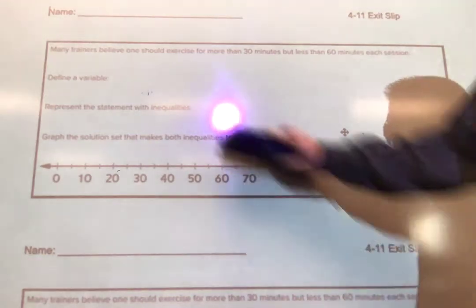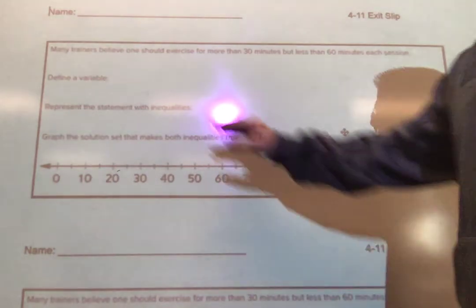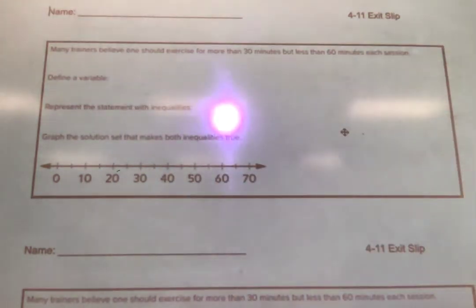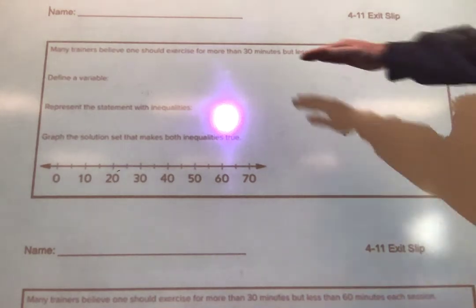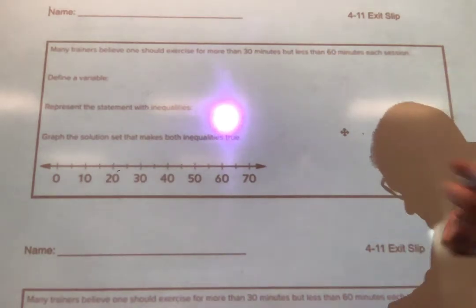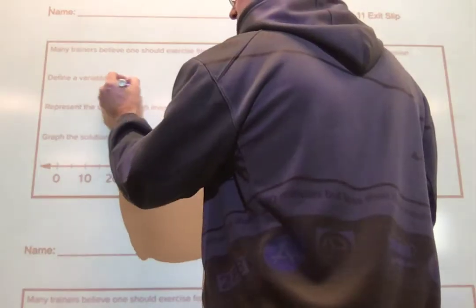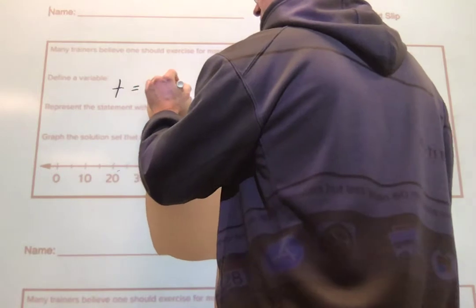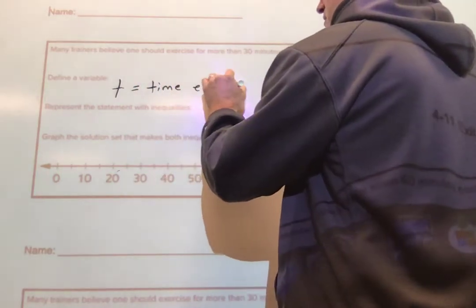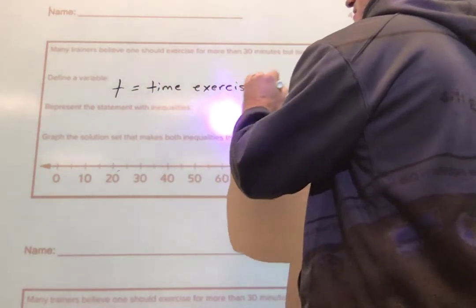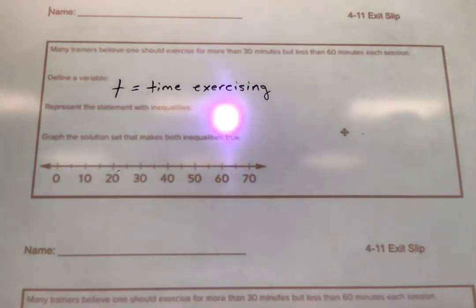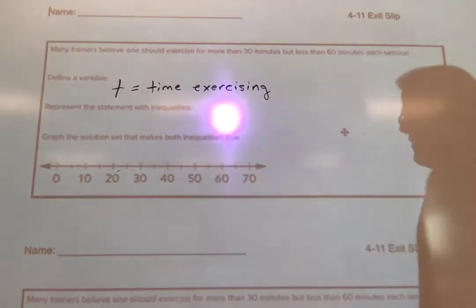So to define a variable, what is it that we are trying to figure out here, and what's the situation? What are we talking about here? In this case, we're talking about all that time that they're exercising. So I'm going to call it T and say T equals time exercising, because that's what we're talking about here. It's what they're recommending, how much time. So we'll call T equals time exercising, and we want to represent this statement with inequalities.